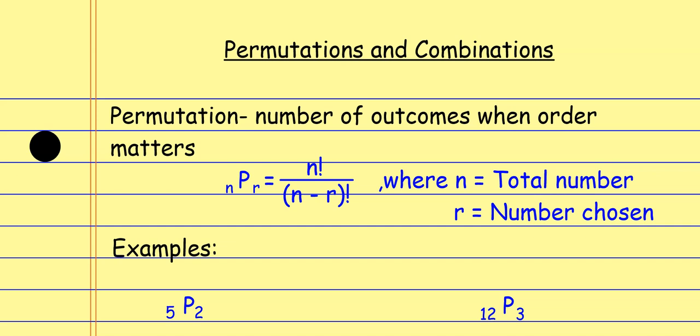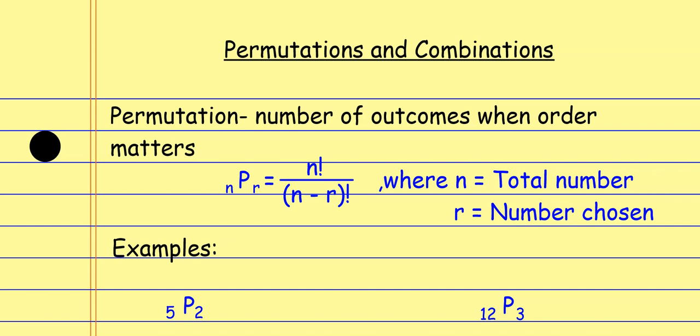Hi there, folks. Today we're looking at permutations and combinations. Permutations and combinations are basically used to figure out the number of outcomes, just like we've been doing with our fundamental counting principle, but they are used in more complicated situations.